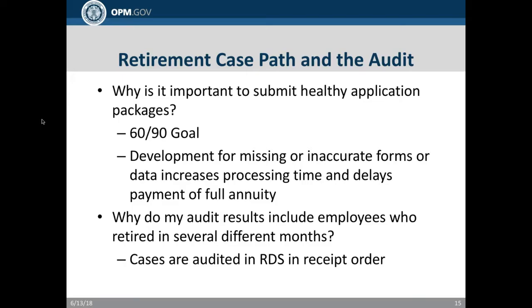And so the importance of the audit, again, is to help us meet our 60/90 goal so we can process cases and get them finalized as quickly as possible for the annuitant. So we don't have to, again, delay the process by developing for additional or missing information. Of course, there are instances where sometimes an application is healthy, but we still have to go out for additional information. That's generally with deposits, redeposit letters. Another question I get often with the audit is, why do my audit results include cases that were submitted months ago? And that's due to a few things.